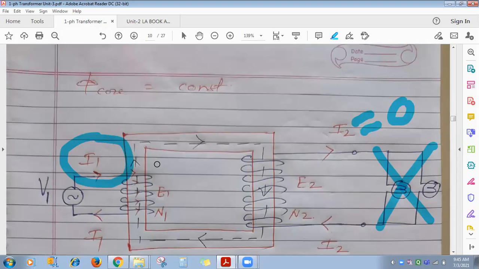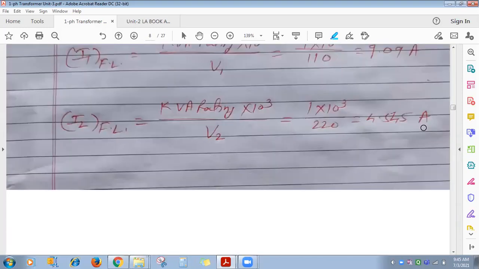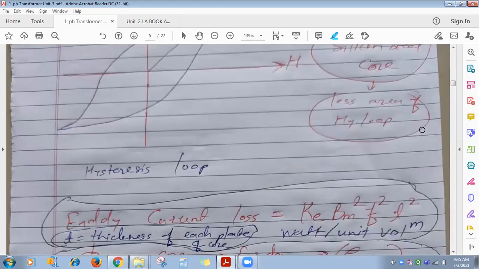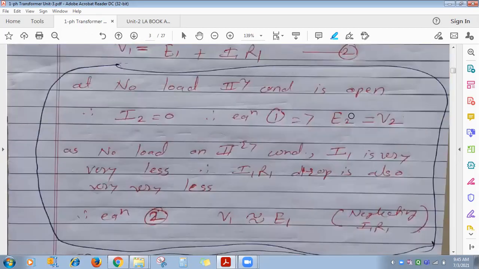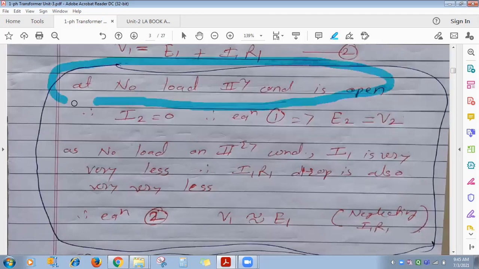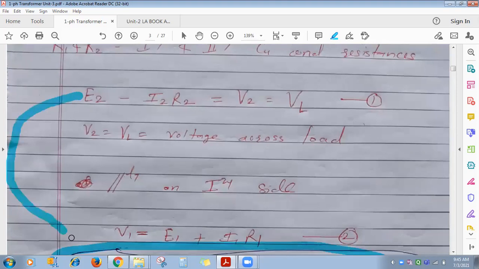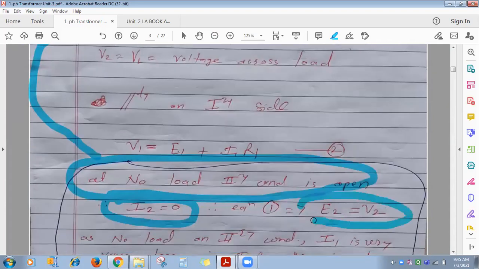Means at no load condition, I1 is minimum and I2 is 0. And what about R1? R1 is very less, isn't it? R1 is copper winding, so it is expected that the resistance of the copper winding should be less, and accordingly they are designed. So R1 is also less, and as at no load condition I1 is also minimum. So at no load condition, when the secondary is open, I2 is 0. That's why if I2 is 0, what will you get in this equation? E2 will be equal to V2, isn't it? This one we have seen.